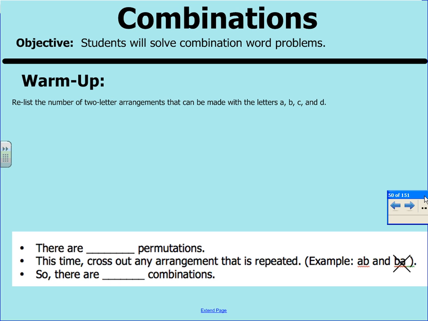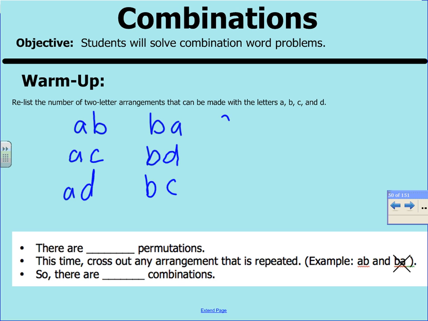So the first warm-up was page 5 in your notes, just the top of it. You had to list how many ways you can arrange 2 of the 4 letters they gave you. So the first thing you should have done, kind of like we did yesterday, is have AB, AC, AD, BA, BD, BC. It doesn't have to be in this order. CA, CB, CD, and then DA, DB, DC, okay?